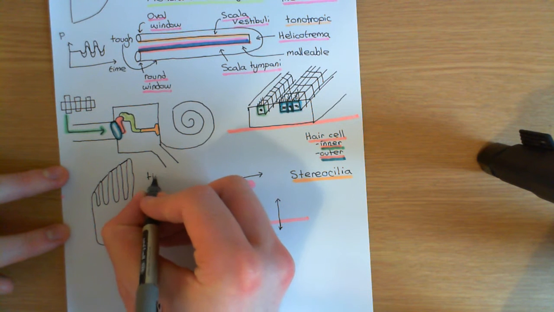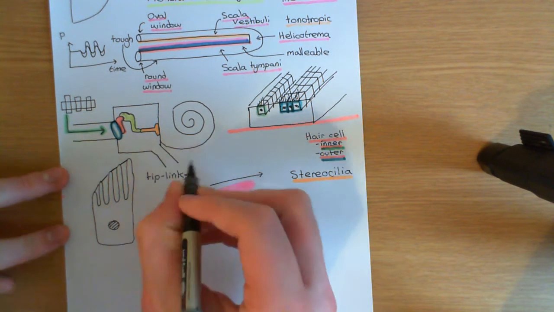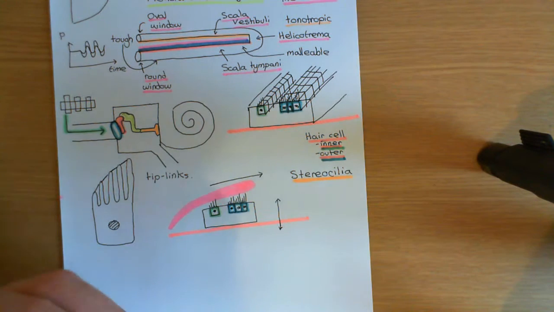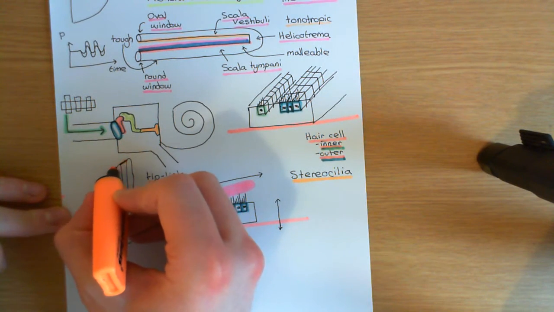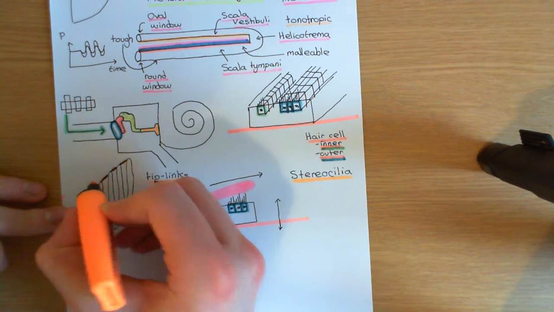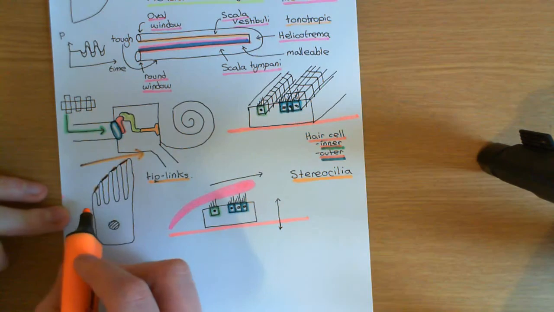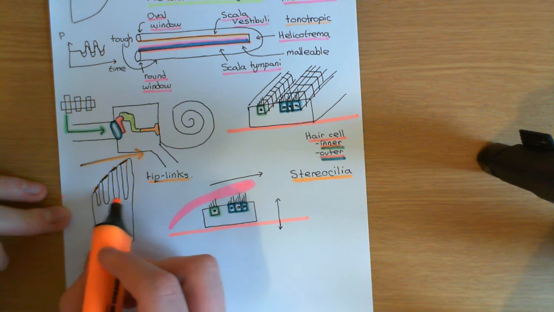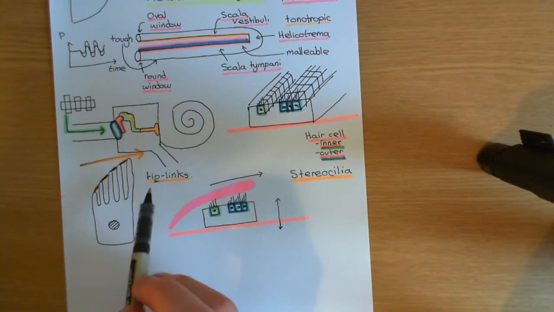Okay, so these structures up here are called tip links, which is a reasonably sensible name: linkers of the tips of the stereocilia. Now, when the stereocilia move in the direction towards the larger stereocilia, so the smaller stereocilia moving towards the larger stereocilia, what do you think is going to happen to those tip links?